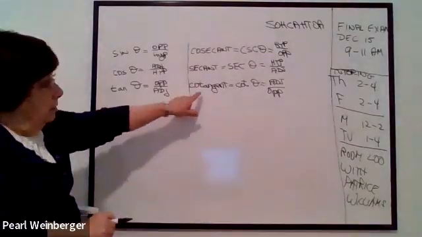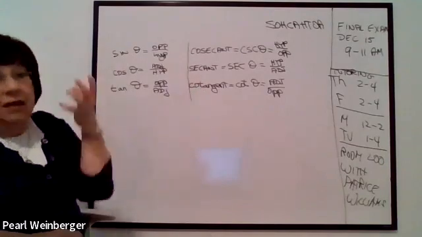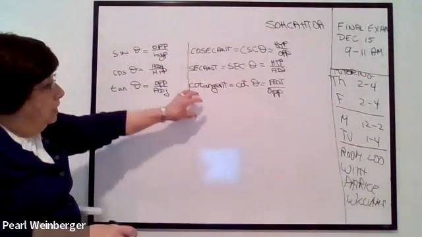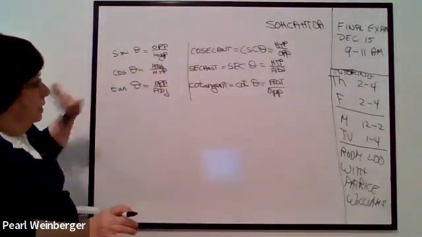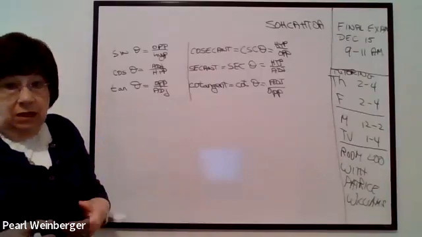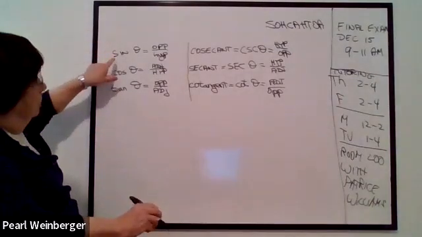Well, if you think about it, I don't think anybody's going to have trouble remembering the cotangent. It sounds like it should go with the tangent, and it does. The cotangent is the reciprocal of the tangent. So the hard ones are the cosecant and the secant. And here's how I remember it.